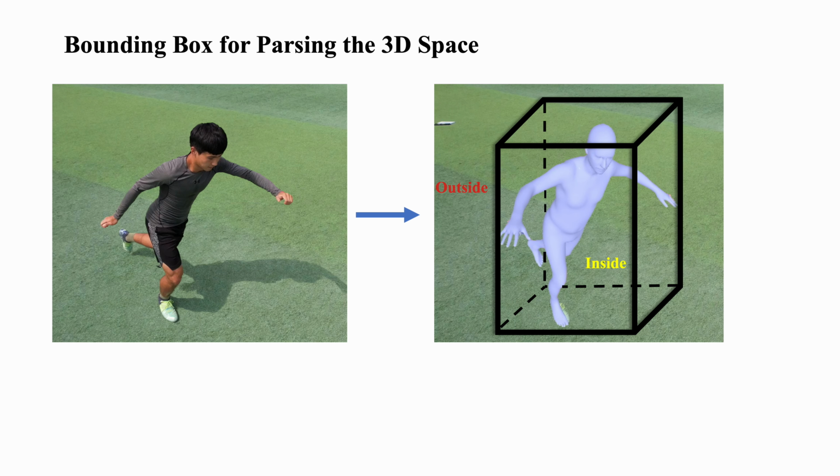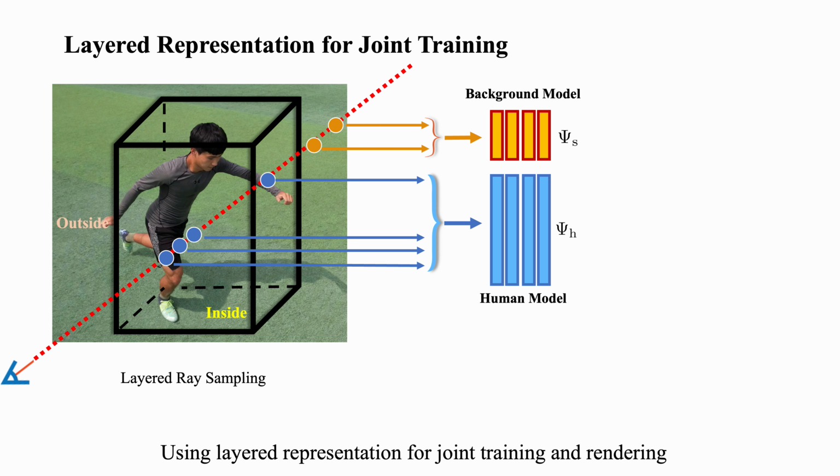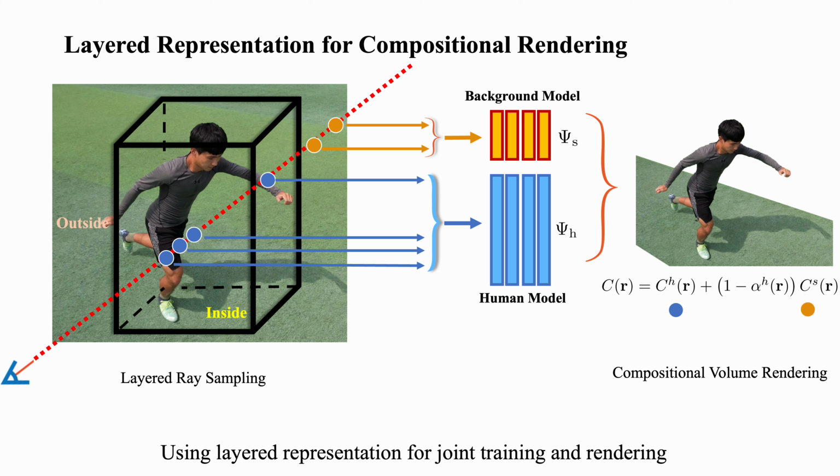Here is how it works. The 3D bounding box is a spatial clue to divide the 3D space into two parts, the inside space and the outside space. During training, when a ray intersects with the bounding box, the inside sample points will be used for training the human model, the other points will be used for training the background model. Then the network outputs are composed together in traditional volume rendering to get the final pixel color in the rendered novel view image.